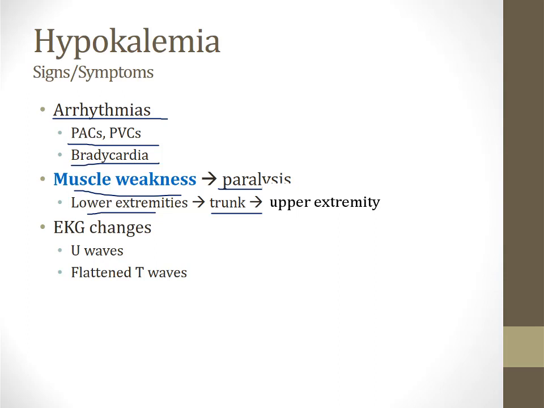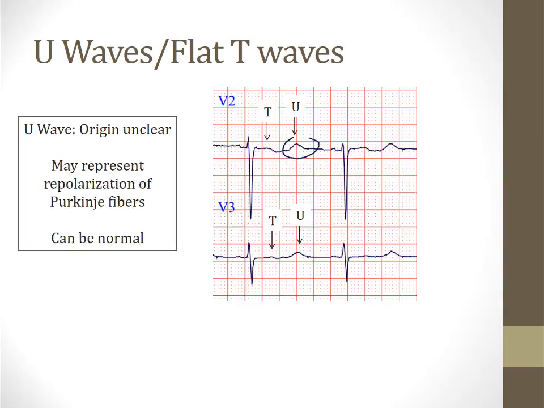The classic ones are U waves and flattened T waves. A U wave is a little bump that comes after the T wave, as shown in this tracing on the screen here. The origin is unclear. One of the theories is that they represent repolarization of the Purkinje fibers, and although U waves are seen in hypokalemia, they can also be a normal finding.